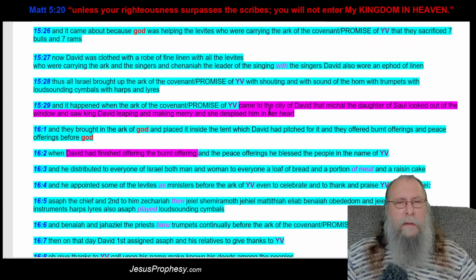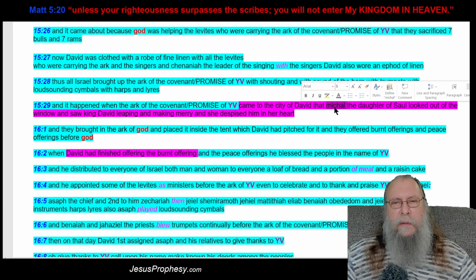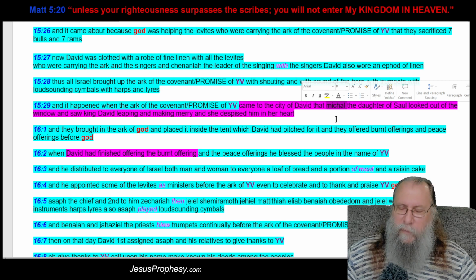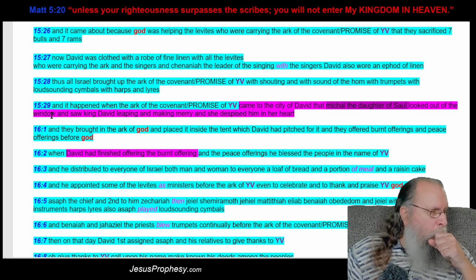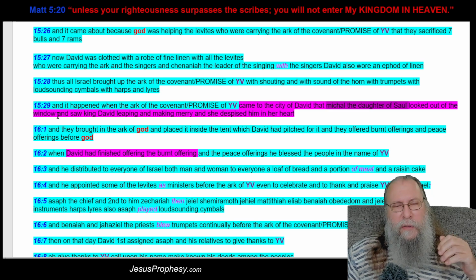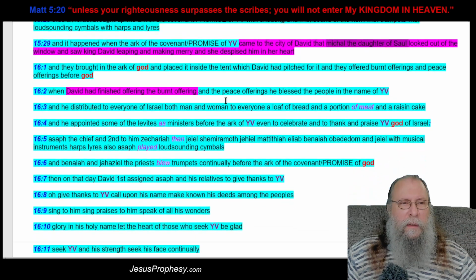Now here, they came to the city of David, and this is the daughter of Saul, who he never married. It even says the daughter of Saul looked out the window. That means they have the knowledge of how to build a fort, or David had this house that she looked out of. They never married. She never was his wife.